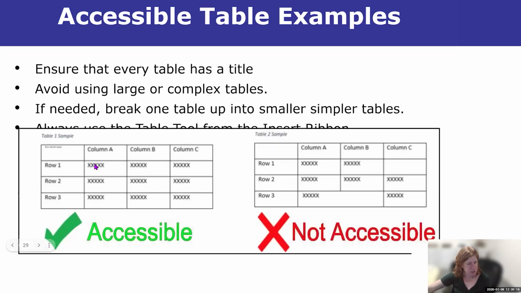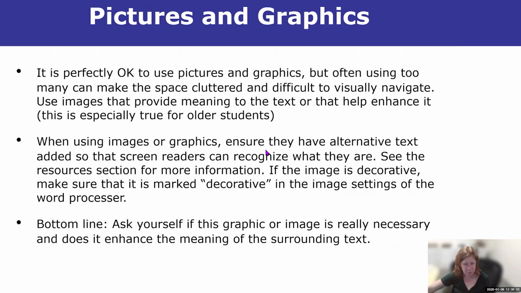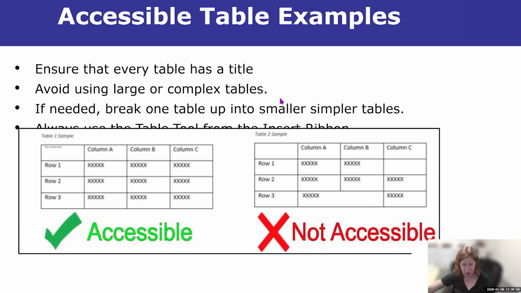So this is an accessible table. This is a not accessible table. As you'll see, here's a merged cell. These are blank cells. We can't have blank cells. Apparently, oops, I didn't realize that was blocking that text, but all right, I'm pretty sure I can handle this.